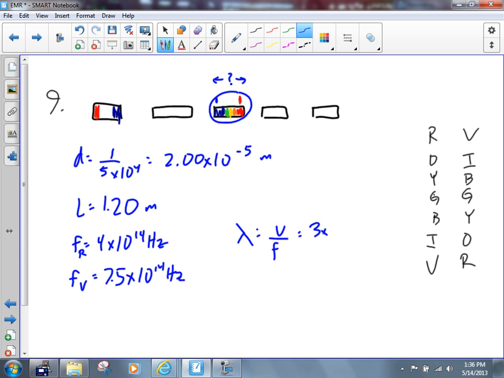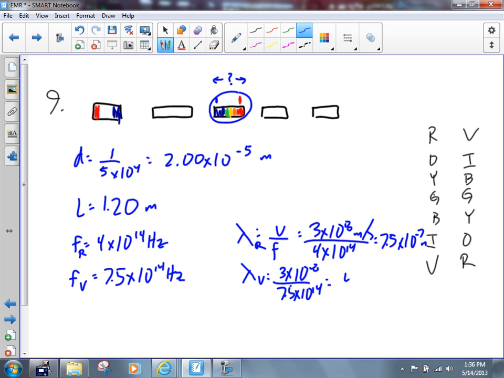3 times 10 to the 8 meters per second divided by 4 times 10 to the 14. This is for red light. It ends up giving us 7.5 times 10 to the minus 7 meters. For violet light, we're going to say 3 times 10 to the 8 divided by 7.5 times 10 to the 14. And when we do that math, we end up getting 4.0 times 10 to the negative 7 meters. So now we have our two wavelengths. Now what?